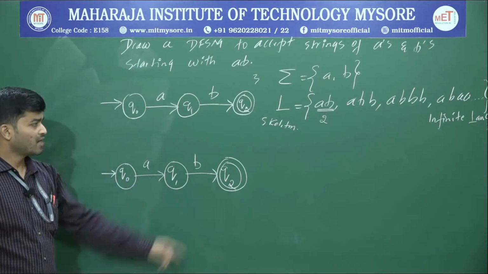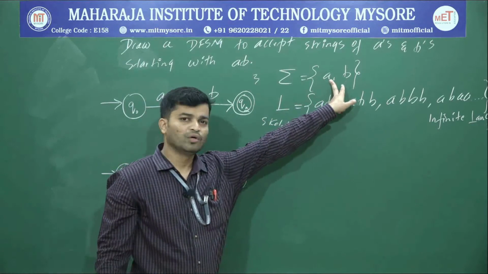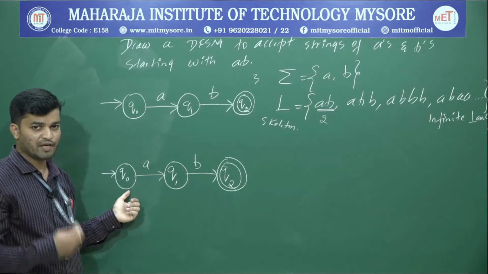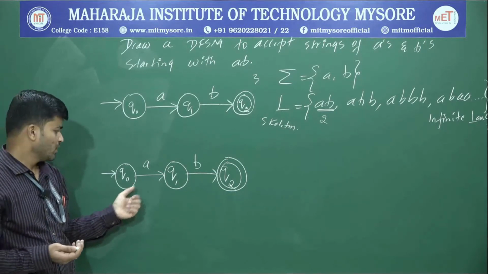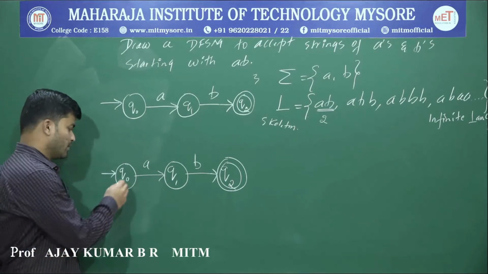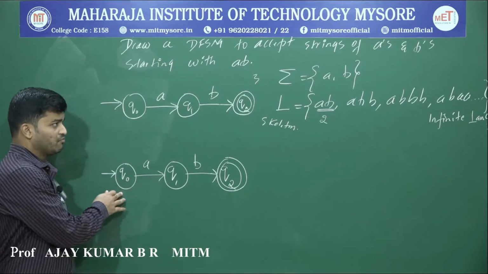Okay. So next, observe sigma. Sigma is 2. There should be 2 paths in a DFA. For every input, there should be a path in the DFA. So already there's a path for A. Now I have to build a path for B. So now from Q0, I have to build a path for B.